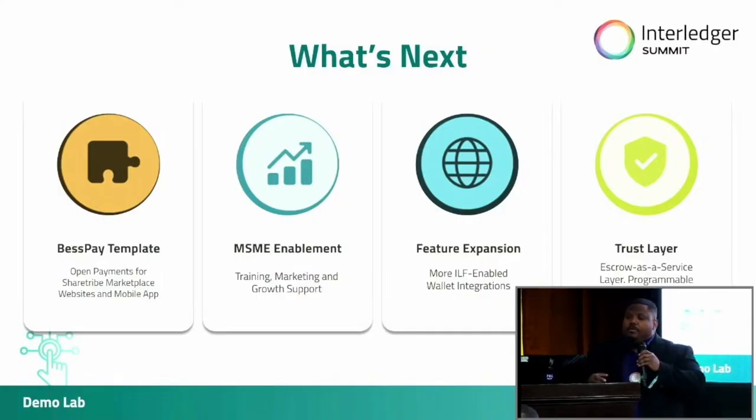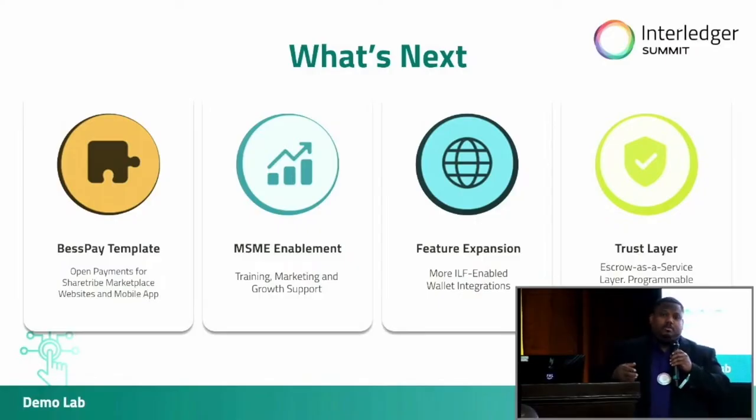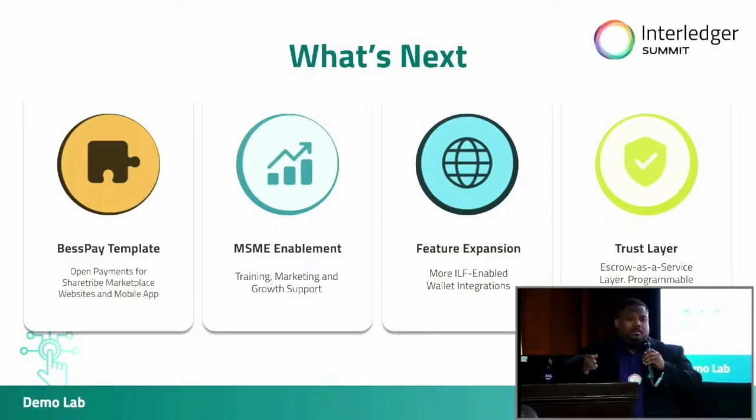Next, we're moving on to feature expansion in the following year, to enable ILF-enabled wallets in regions that don't have them yet. And lastly is escrow as a service, to enable the trust-based transactions that we spoke about, which would allow any marketplace possible to be enabled on the Interledger network.